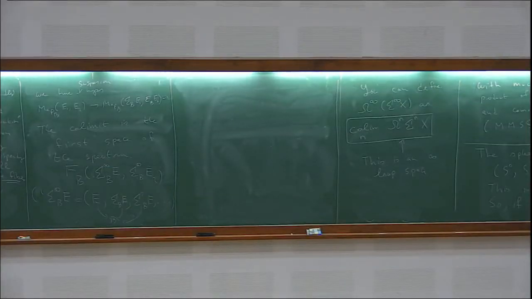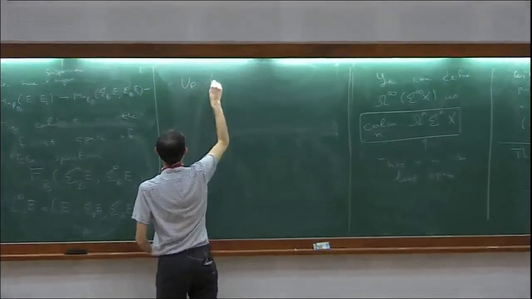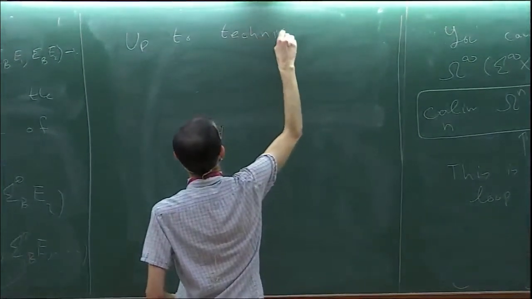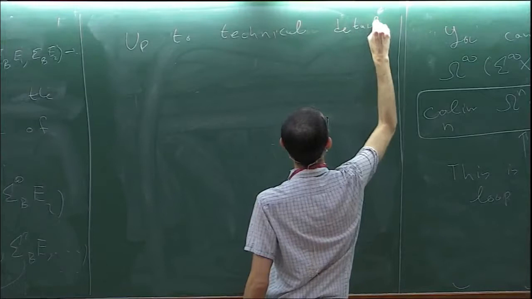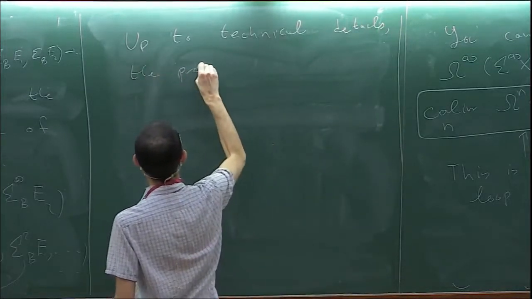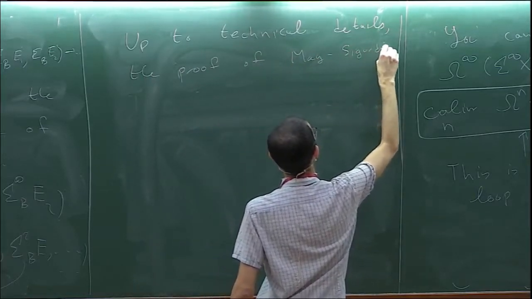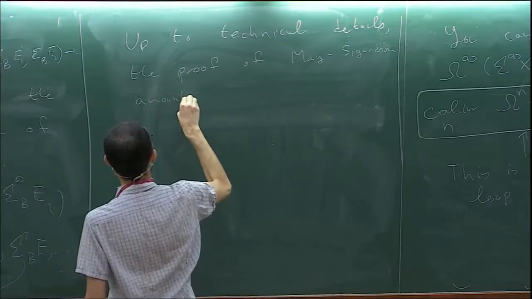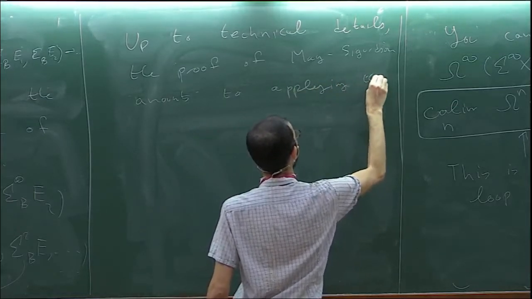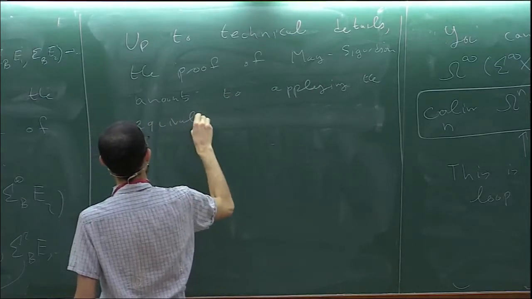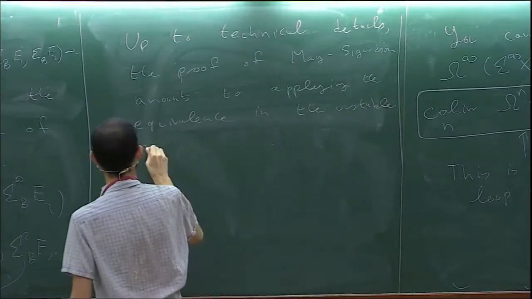The proof of the theorem is just you apply the result that I discussed in the last lecture at every level, so up to technical details. I'm sure Macy-Gerson would, I don't know if they will agree or not whether it's technical details, but anyway. The proof of Macy-Gerson amounts to applying the equivalence in the unstable case at every level.